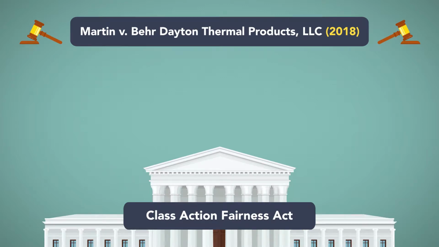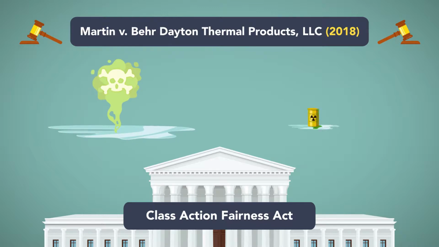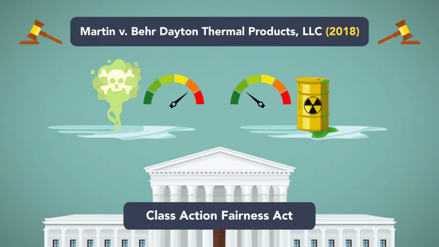The federal trial court then identified 7 issues that could be certified as class issues. These were issues about the defendant's knowledge and actions in creating the contamination, and the locations of the contaminated groundwater. There were 2 different plumes of underground contamination, and each seemed to have a different toxic chemical content, so different areas of groundwater had different amounts of contamination.